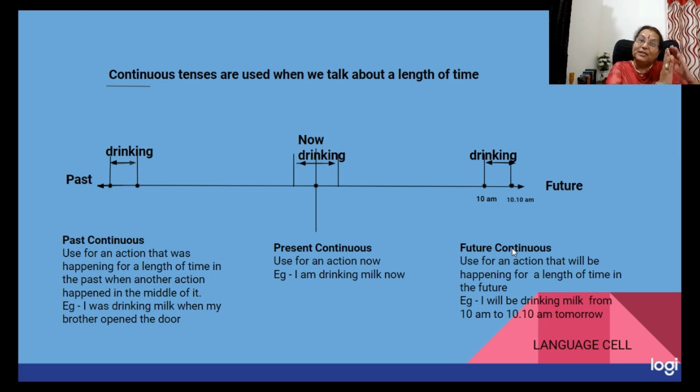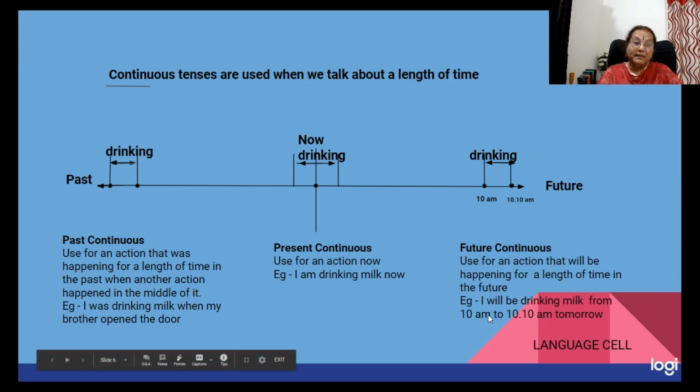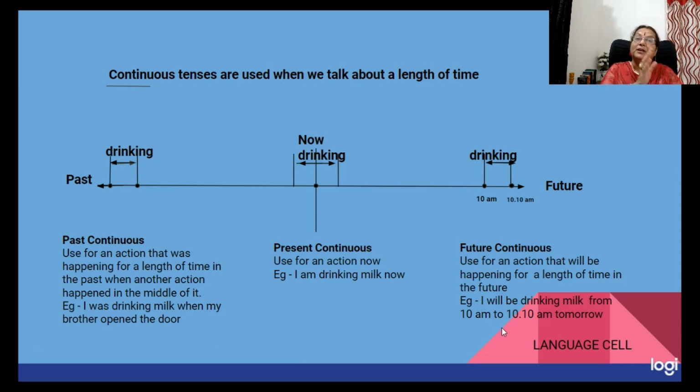Now, in future, it happens for a period of time. Let's see. Used for an action that will be happening for a length of time in the future. Example: I will be drinking milk from 10 a.m. to 10 a.m. tomorrow. From one point of time to another point of time, I will be doing something. Action is continuous. Future continuous.